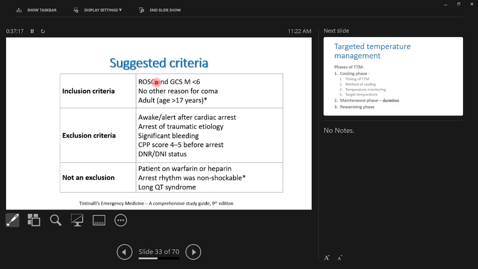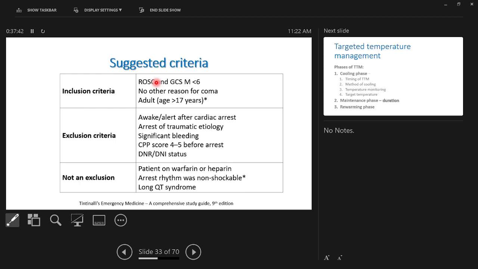And regarding the criteria for when we will suggest TTM, it's taken from TTM trials. The inclusion criteria are: ROSC is achieved and GCS motor score of less than 6, and there is no other precipitating cause of coma, like toxin or hypothermia, which have to be ruled out. If these are present, then we should treat this cause rather than going for TTM. Then the age should be more than 17 years.